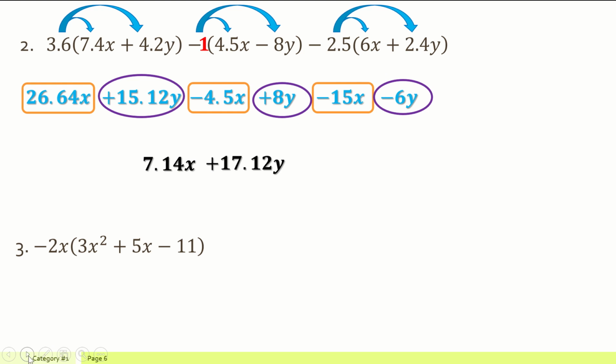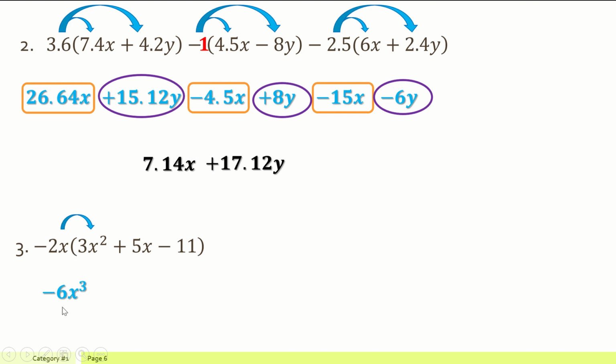Example 3, we have a distributing step. Looks like we have a monomial, what we call one term, outside parentheses, times a trinomial. So we can just do a quick distributing step here. Now, since we're multiplying, we do use laws of exponents. On 1 and 2, when we're just adding and subtracting, we did not. But we are multiplying when we distribute, so x to the first times x squared is x to the third.